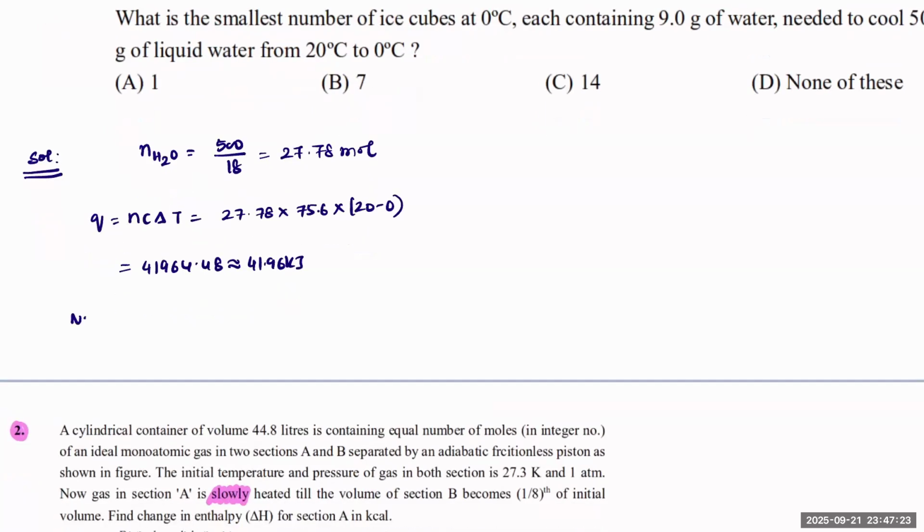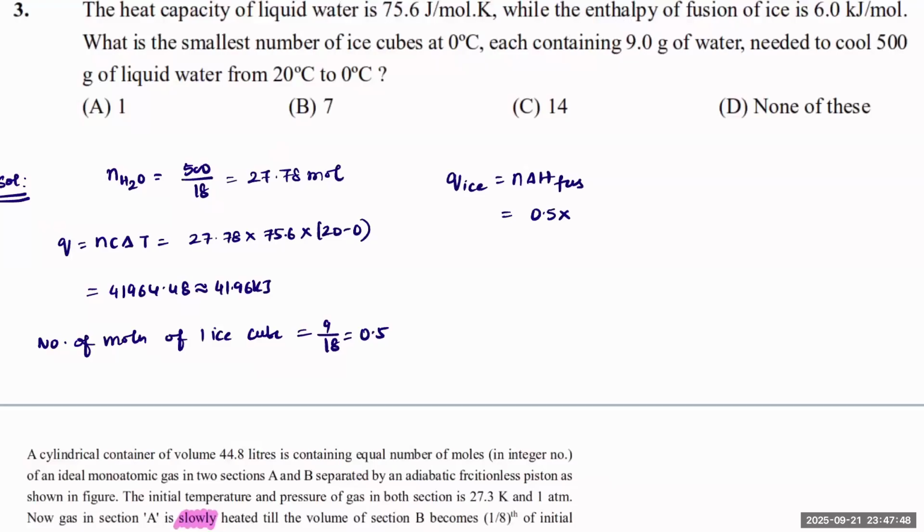Now you notice the number of moles in one ice cube is 9 by 18, which makes it 0.5. So the heat of ice that is absorbed is n into delta H of fusion. n is 0.5 into delta H of fusion, which is given as 6 kilojoules. So that makes it 3 kilojoules per cube.